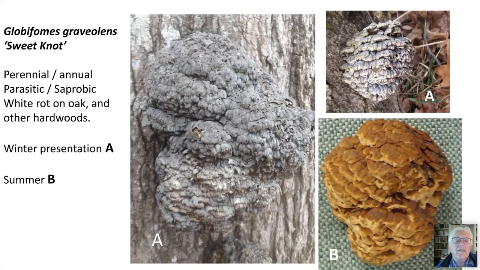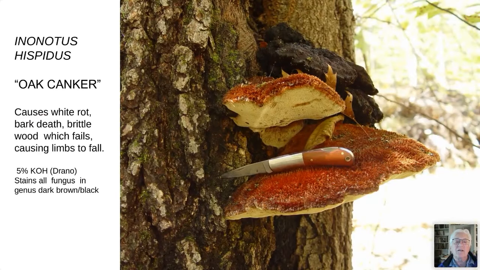Some people collect this mushroom and make a tea out of it. This is Globifomes graveolens. Graveolens refers to the sickeningly sweet smell that it has. This is what it looks like in the wintertime. This is what it looks like in the summer. Pretty rare. I've only seen it a half dozen times. But I do know there's some people who make tinctures and sell them, and they've tried this mushroom in their cells.